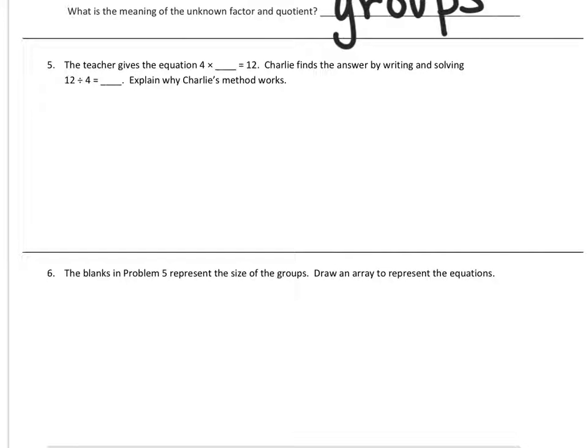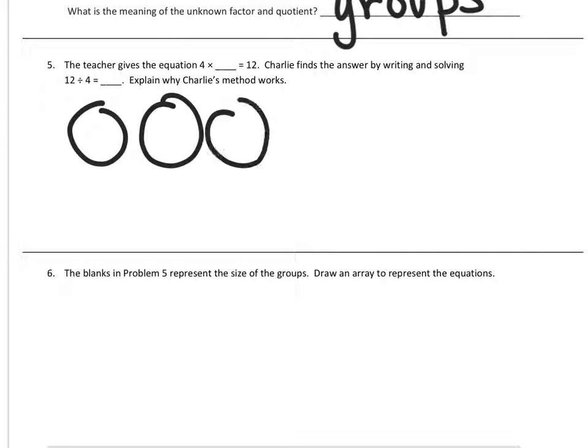So let's draw a picture to show how this works. 4 times blank equals 12. Well, I know that I have 4 groups, but I don't know how many go in each group. How could I figure that out? Well, that's where division comes into play. If I have 12 total, and I know that I have 4 groups, I can figure out how many to put in each group. Let's draw a picture. I know that I have 4 groups, and I know that I need to put 1 in each group until I get to 12. 1, 2, 3, 4, 5, 6, 7, 8, 9, 10, 11, 12.